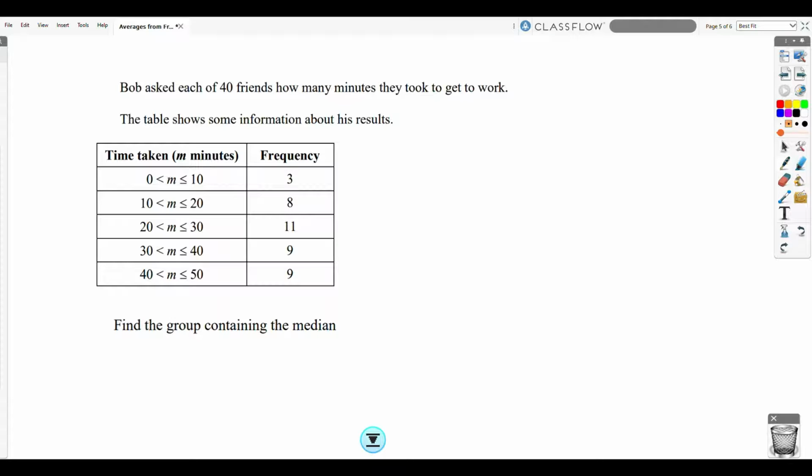Alright, next, so same question here, but this time we're working out the median. Now the median is going to be in one of these groups here. So in order to work it out, we need to work out what values are in each group. The way we do that is we add a CF column, a cumulative frequency column. This is when you add the frequencies on after each other.